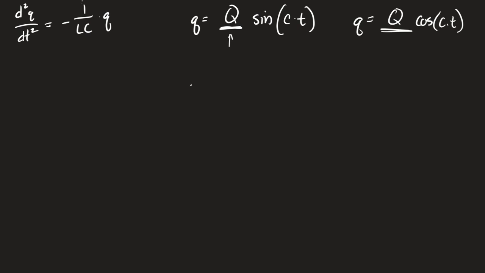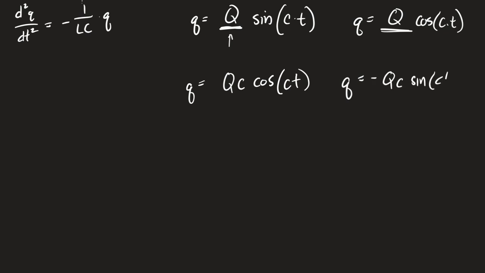The first derivative for this function will produce QC cosine CT. And for this function, we'll produce negative QC sine CT. And that would be the first derivative. I know I said I wouldn't use dot notation, but I forgot to write dq dt, so I'll put the dot there. The next derivative, this will get its negative sign.